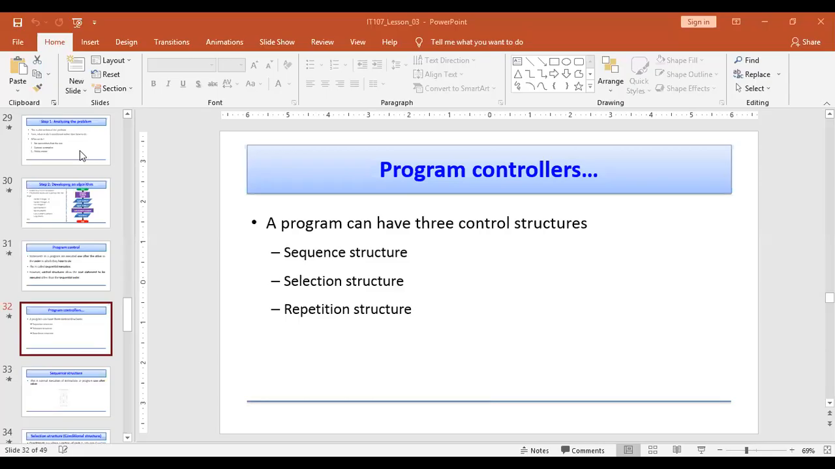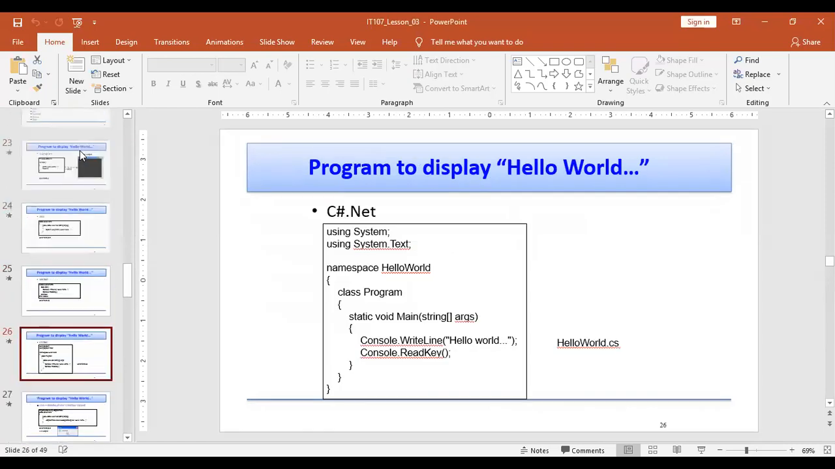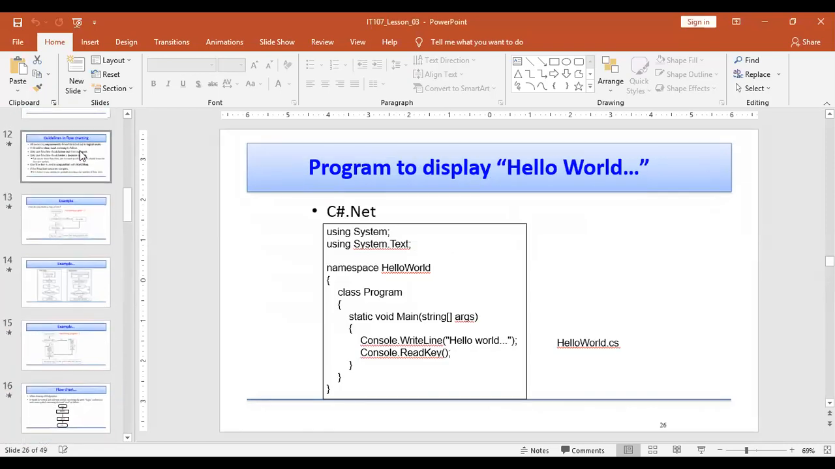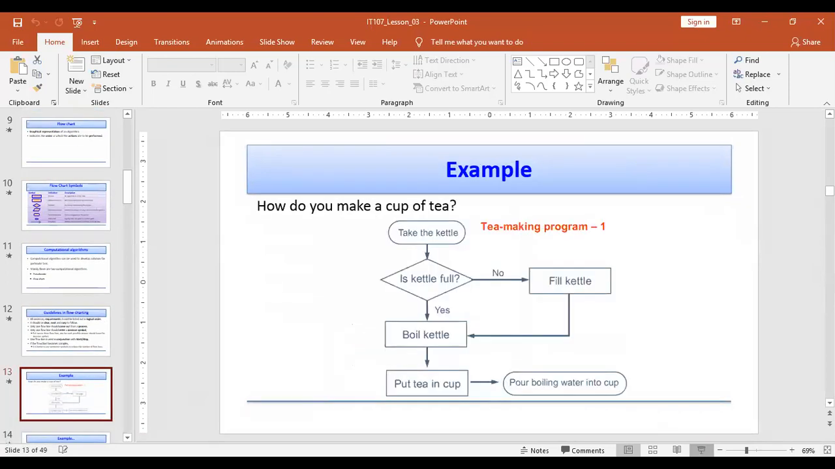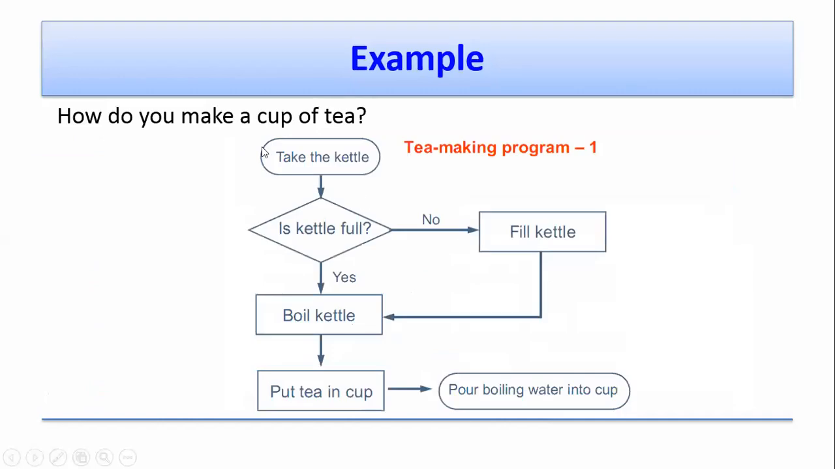Let's open this sharing. Okay, now can you see this presentation? Yes, sir. Okay. So this is the starting point. Take the kettle, and then we have to fill that kettle with water. First of all, you have to check whether the kettle is full of water. If it is yes, then we can boil the kettle. If it is no, we have to fill it.